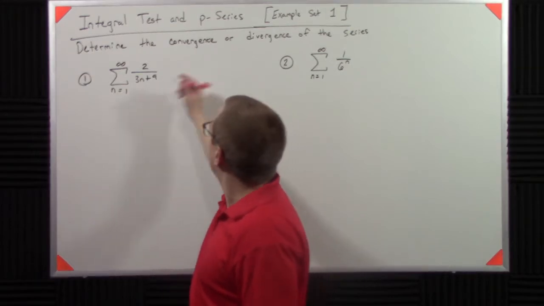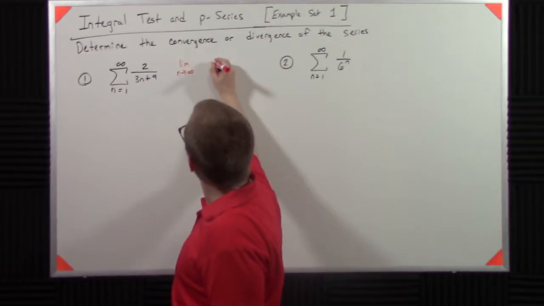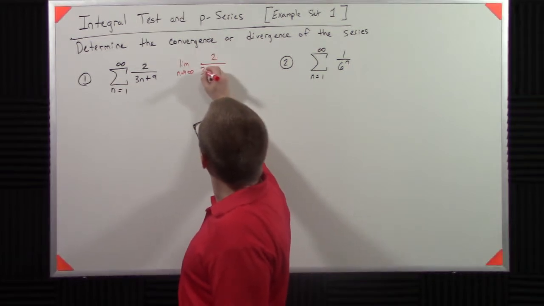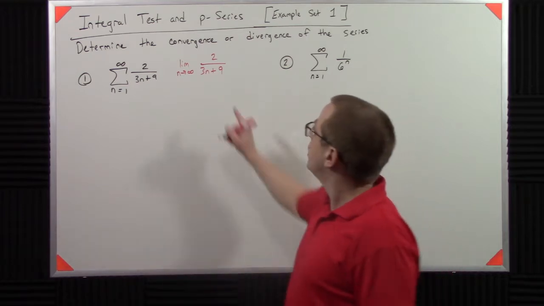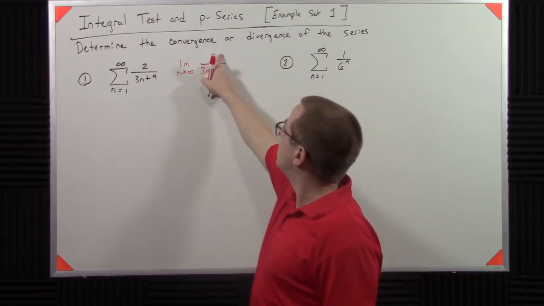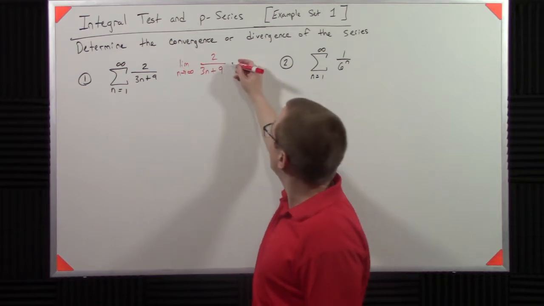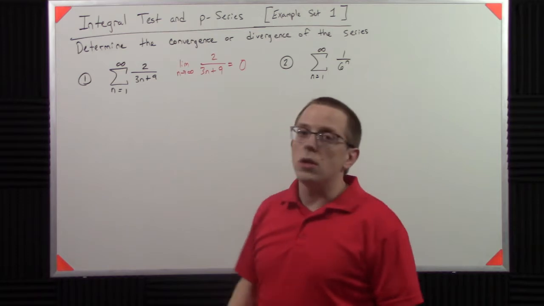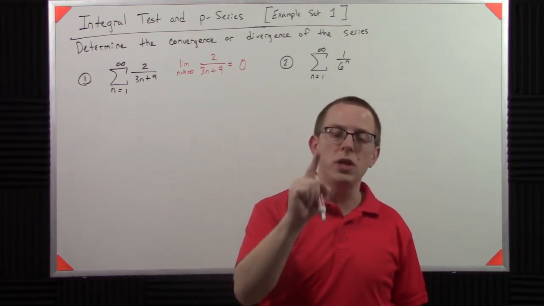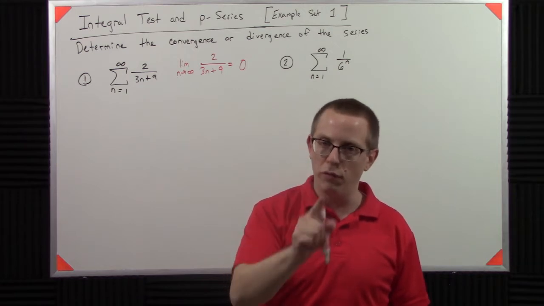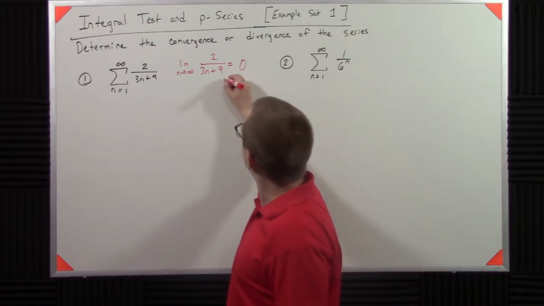So I say I want to take the limit as n goes to infinity of 2 over 3n plus 9. So that's 2 over something that gets really large on the bottom, so that goes to 0. So what that doesn't tell me is whether it converges. Do not use the nth term test for convergence. It's a test for divergence. So this is inconclusive.